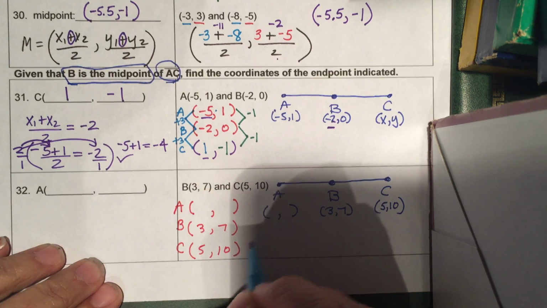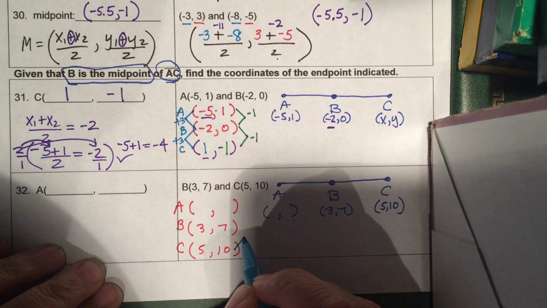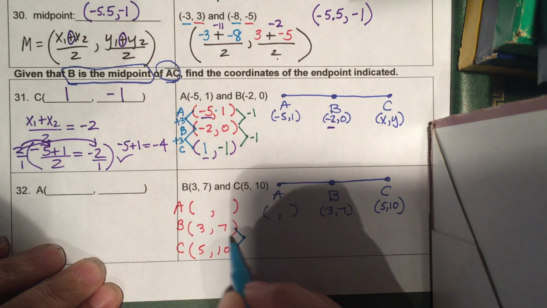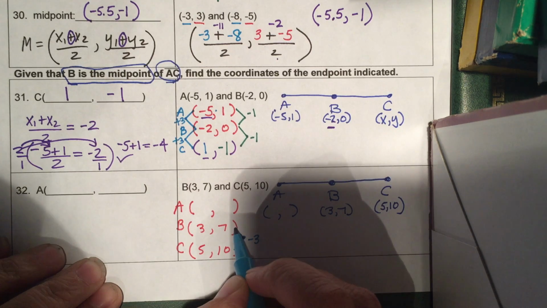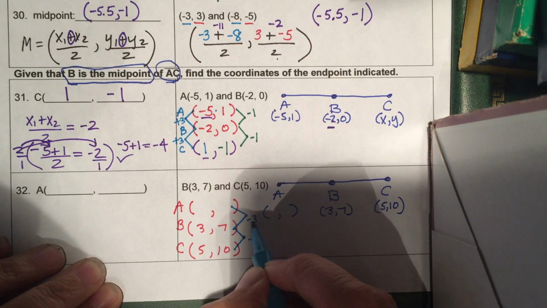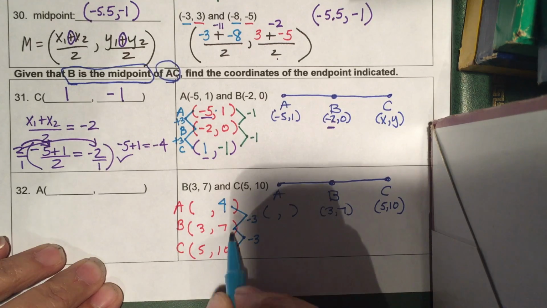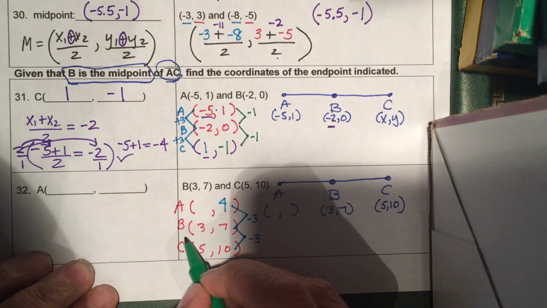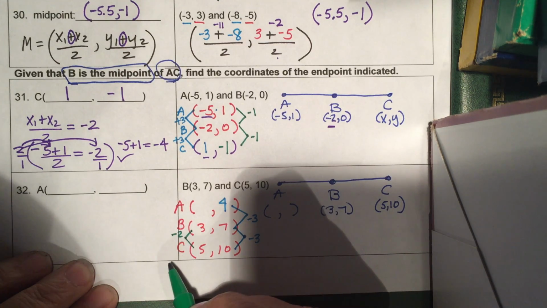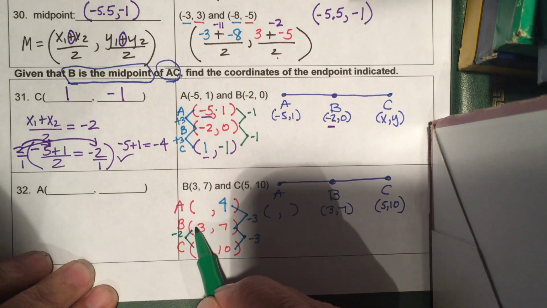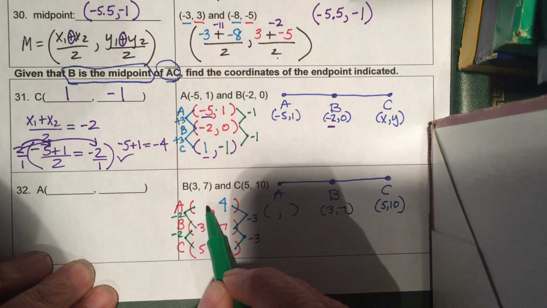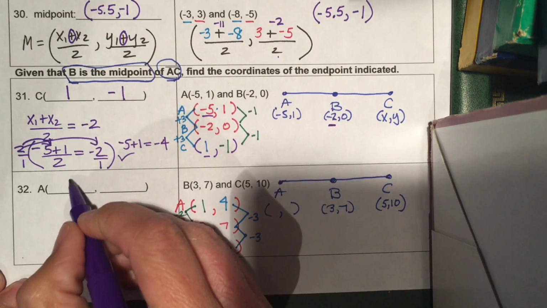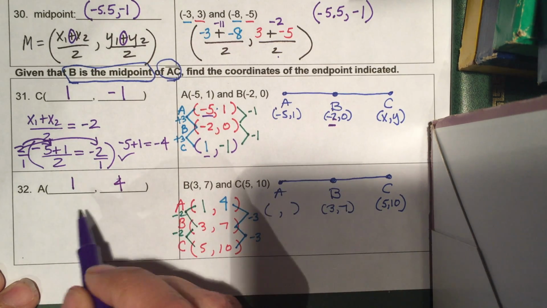Well, now we just go this way. How did I get from my y coordinate to my y coordinate, from my endpoint to my midpoint? 10 to 7, I subtracted 3. So to get to the other one, I subtract 3 again. So 7 minus 3 is 4. Then I'm going to do the other side. How did I get from 5 to 3? I subtracted 2. Since B's in the middle, you've got to do the same thing. 3 minus 2 gives you 1. So your endpoint is 1, 4.